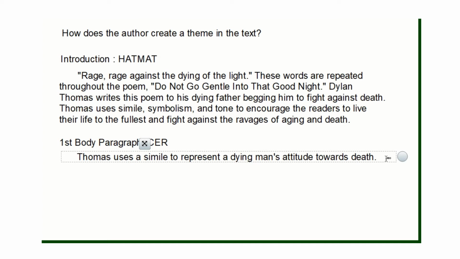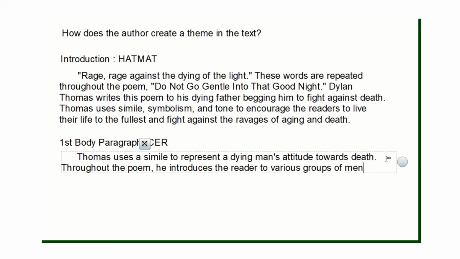Now we have to go to the E, and we said in class that for good evidence, you need to set the context, introduce your evidence, and present a quote from the text. So let's set the context. Why would he be talking about a dying man? So throughout the poem, he introduces the reader, that would be us, to various groups of men. In every stanza he introduces a new group.